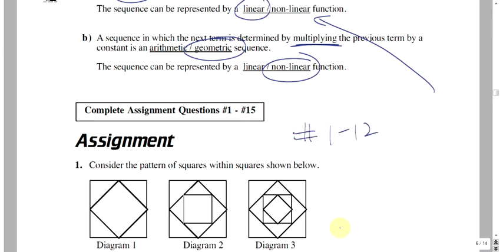Questions 1 to 12, and if you're really keen, if you like math puzzles and games, have a look at 13 to 15.